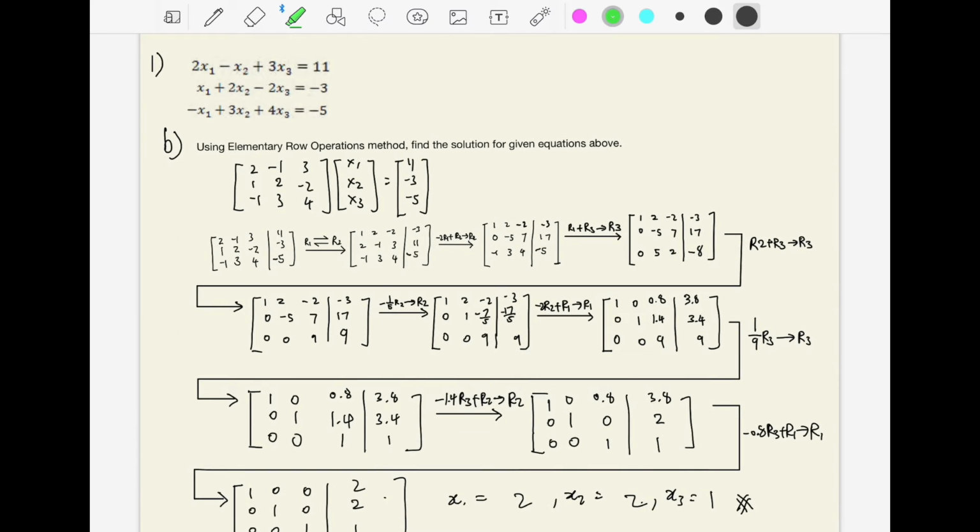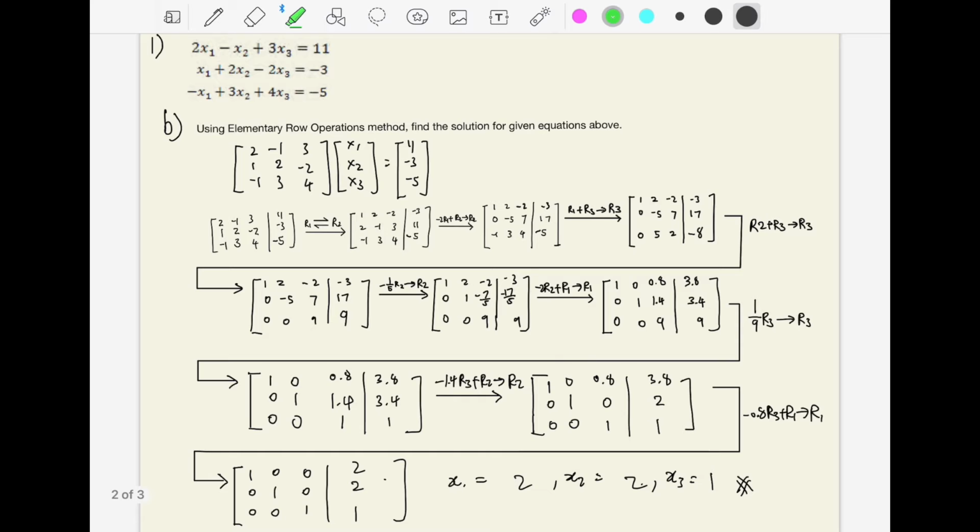So first, I interchange the row 1 with row 2. Then I use -2r1 plus r2 into the new r2. Then I use r1 plus r3 modify into the new r3, r2 plus r3 into the new r3. Then I divide the r2 by -5 into the new r2, -2r2 plus r1 into the new r1.